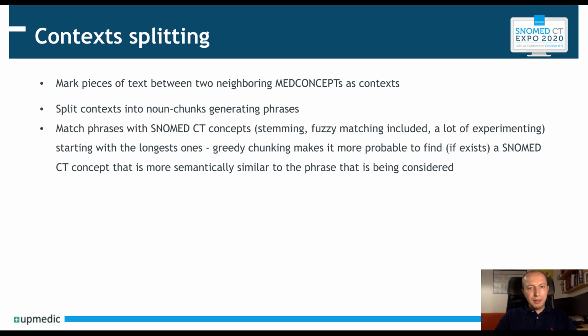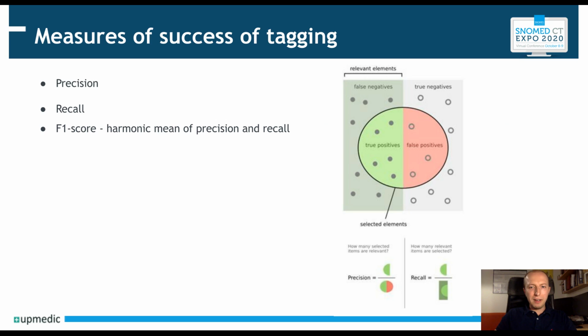After that, we used those contexts between two medical concepts. We split them into noun chunks, and also spaCy was trained to do this with some deep learning models. And then after we had sentences, contexts split into phrases, noun chunks, we matched them using fuzzy search with SNOMED CT concepts.